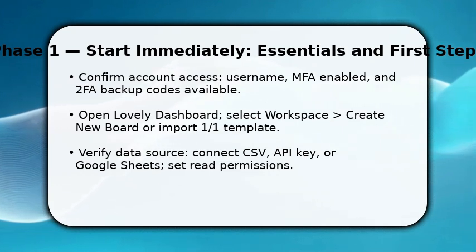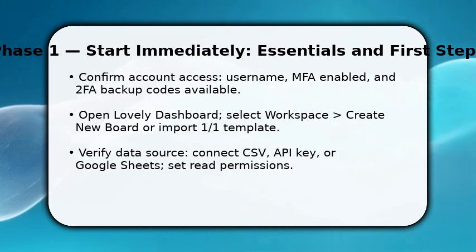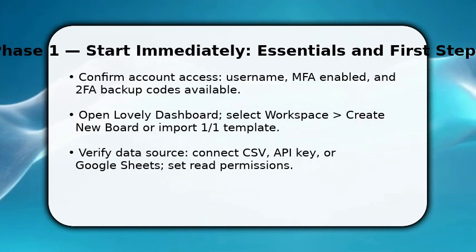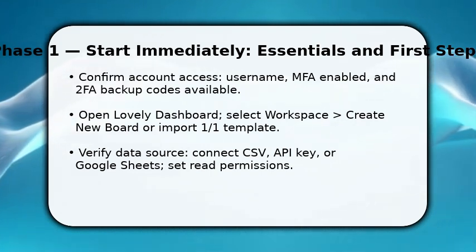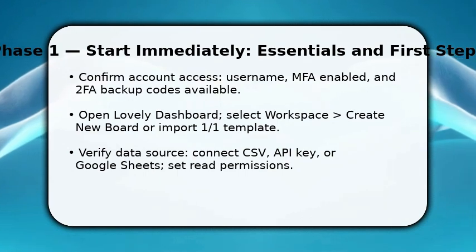Connect your data source next: CSV, API key, or Google Sheets, and grant read permissions so the dashboard can ingest fields. This step prevents schema errors later, and it lets you map columns immediately. You'll save minutes and avoid rework.